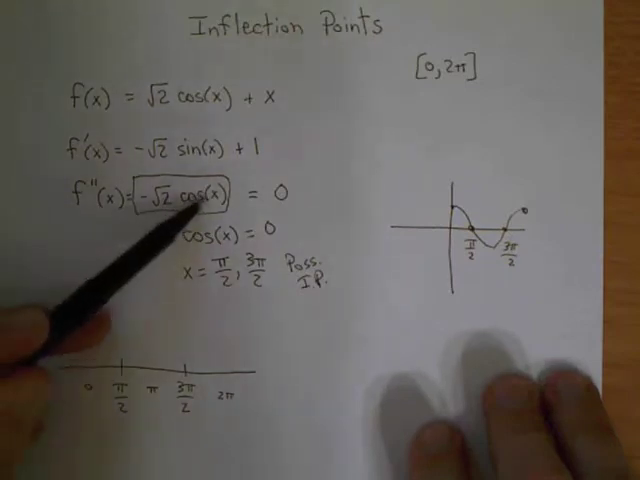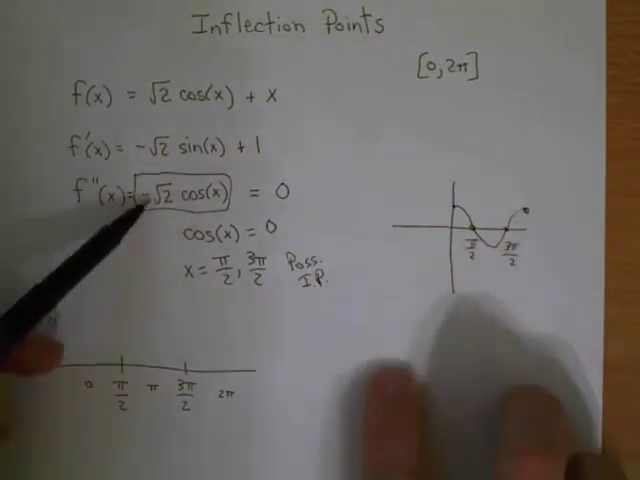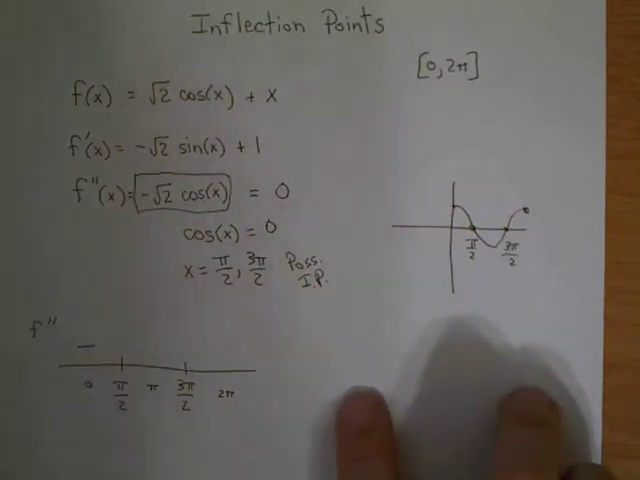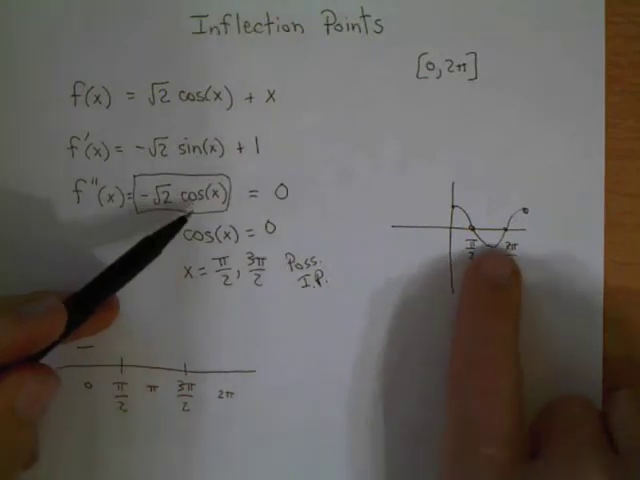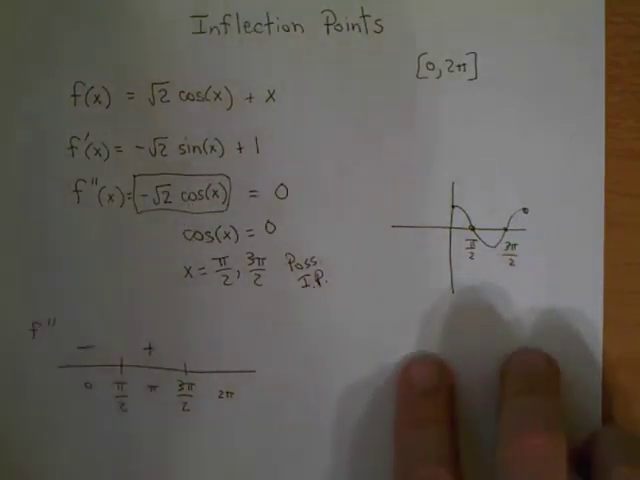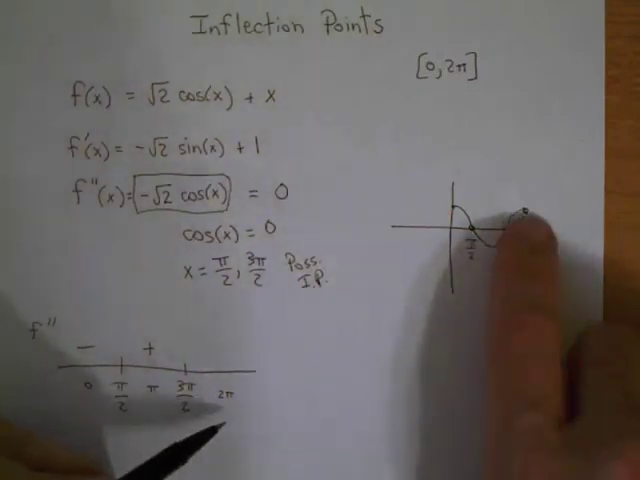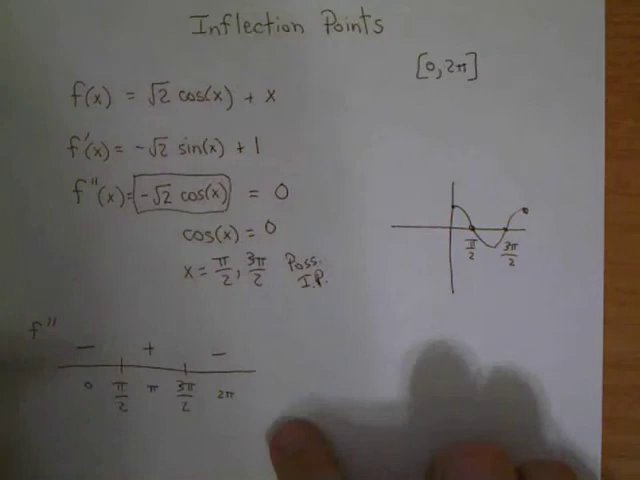I need to plug these back into my second derivative. So taking 0 and putting it in for cosine, the cosine of 0, of course I can look back over here, cosine of 0 is 1 times the negative root 2 is negative. Cosine of pi, if I put pi into this second derivative, cosine of pi is down here at negative 1 times the negative root 2, that's a positive. And if I put 2 pi, cosine of 2 pi is 1 times negative root 2 is negative.